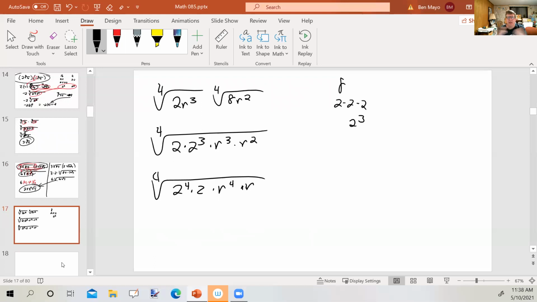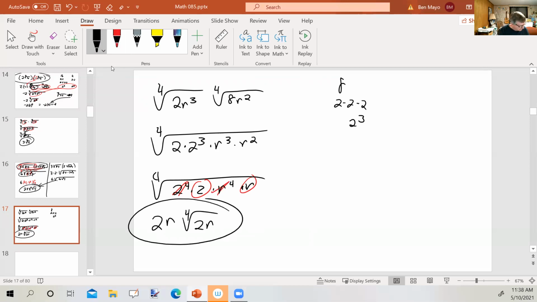Again, putting them together, raised to 4th powers and leftovers. So these are going to stay inside. This is going to be a 2 on the outside. This is going to be an r on the outside. So I get 2r, 4th roots of 2r.